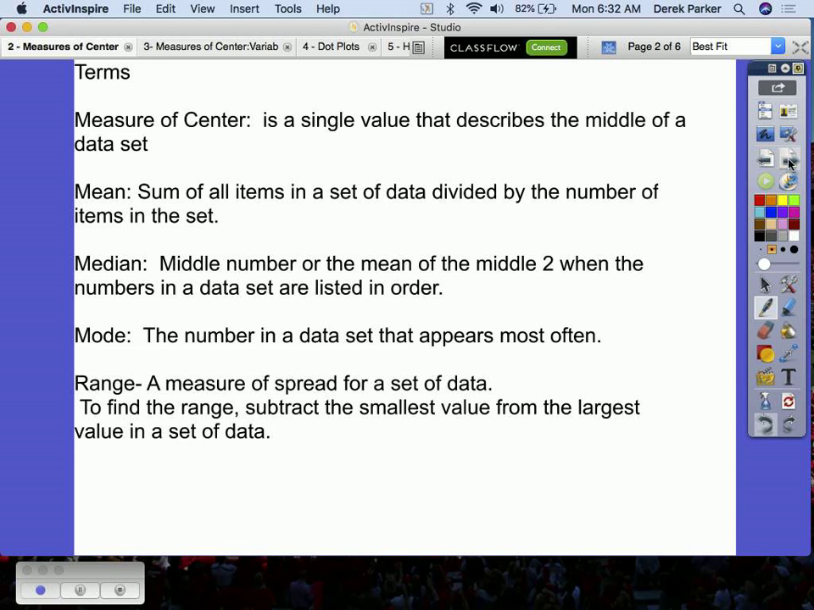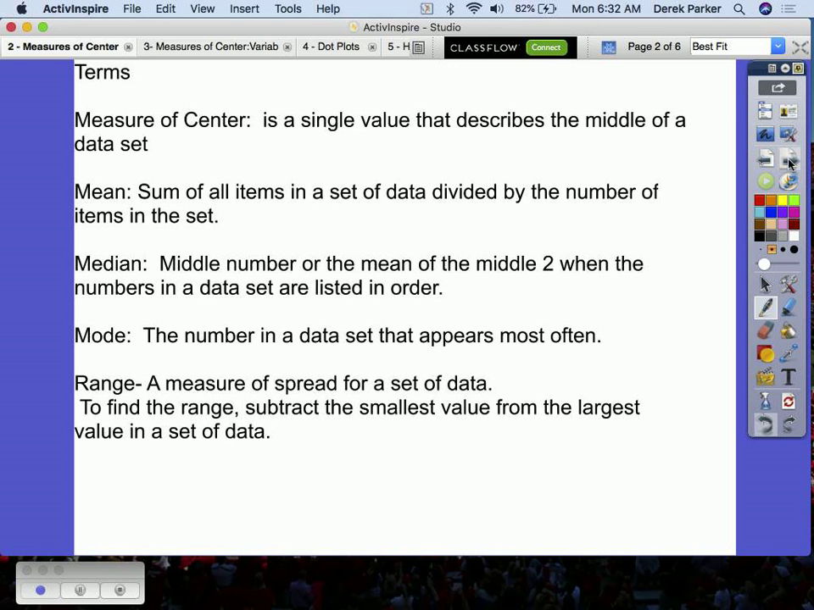Median. When I think of median, I think of driving down the highway or interstate and you look at the middle of the road. That middle section of a highway or interstate is called the median. And in mathematics, median is the middle number, or the mean of the middle two, when the numbers in a data set are listed in order. So you have to list those in order, and then the middle number is your median. Mode is the number that occurs most often.